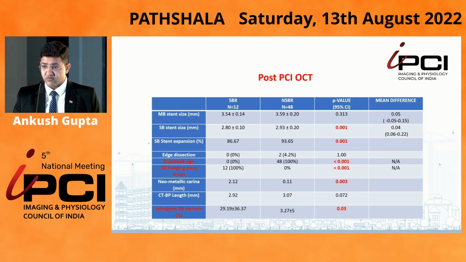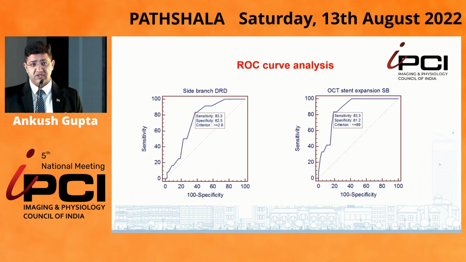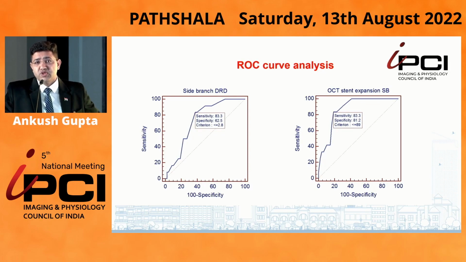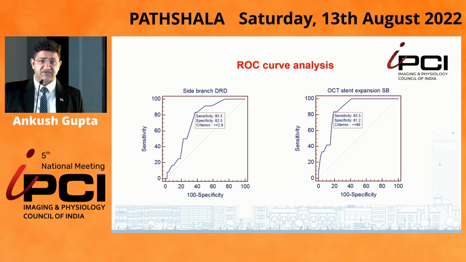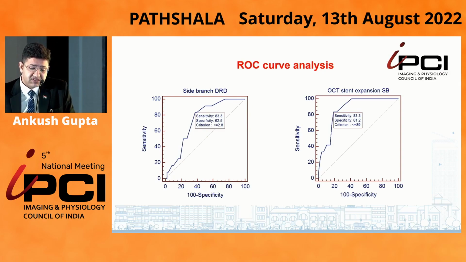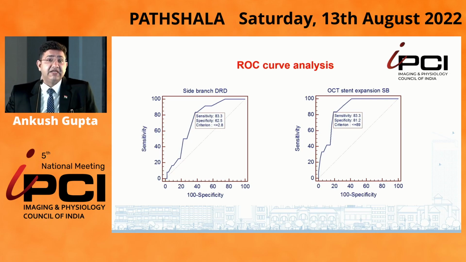So when we did multivariate regression analysis, we found that side branch distal reference diameter and side branch stent expansion were the independent predictors of side branch restenosis. When we did ROC curve analysis to find out the cutoff value at which we can predict side branch restenosis, we found that a distal reference diameter of less than 2.8 had a sensitivity of 83% with a specificity of 62% to predict side branch restenosis, and OCT stent expansion of the side branch of less than 89% had a predictive value of around 80% to predict side branch restenosis.